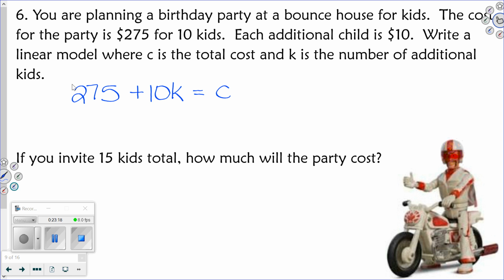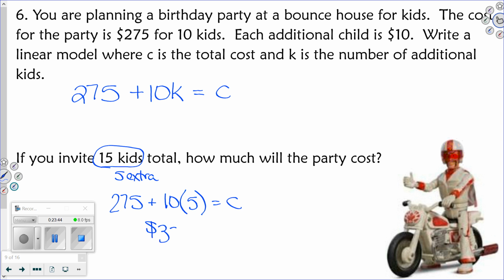I like this question. Yeah, it's $275 for 10 kids. I invited 15, so I have 5 extra kids. Yeah, so right here, this 15, I only have 5 extra. So 275 plus 10 times 5 equals the cost. So how much is it? That's $325.